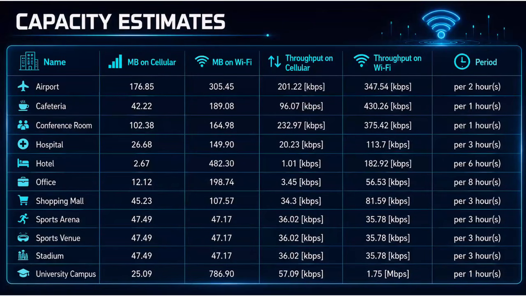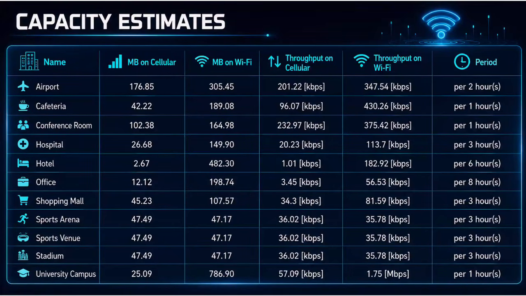So let's take one capacity estimate example. This table basically shows typical data consumption and average throughput assumptions for different types of venues. This is a good example of how capacity requirements can vary depending on the type of environment. So we may have various locations like airports, cafeterias, conference rooms, university campus, all these things. For each environment, we can see the estimation of how much data a typical user may consume over cellular and Wi-Fi, depending on the environment.